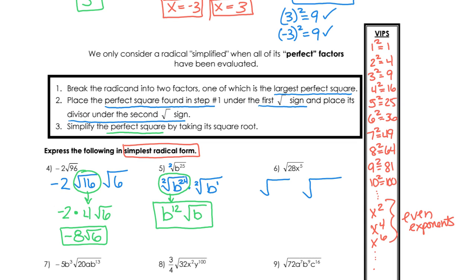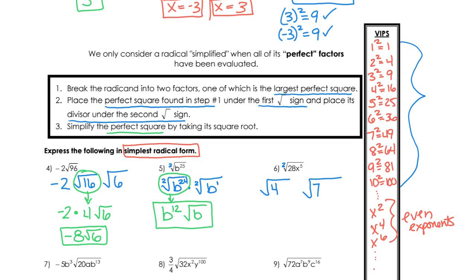And 28 is a coefficient. So when we do 28, we're looking at this list of numbers. We're looking at the largest perfect that goes into 28, and that number is 4. So we're going to put 4 here, and the leftover would be 7, because 4 times 7 is 28. Now we have a variable, and the 5, which is an exponent, has to be divisible by the 2 in the crack. And 5 is not divisible by 2, so we go to the next lowest one. So we go to x to the 4th.